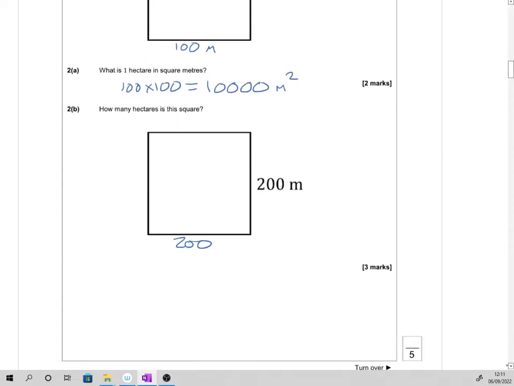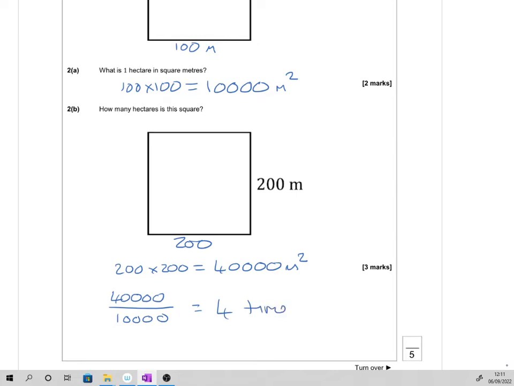So that's 200. So 200 times 200, which is 40,000 meters squared. So that is 4 times bigger than that. So if we did 40,000 divided by 10,000 equals 4 times bigger. There you go. Learn something every day. What a hectare is. So soon forget.